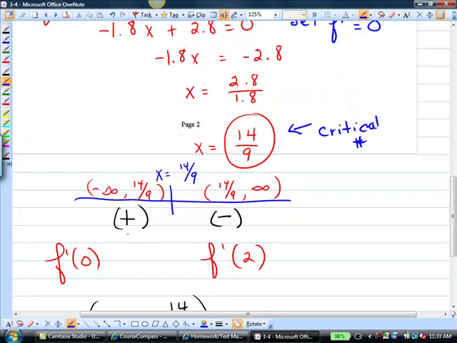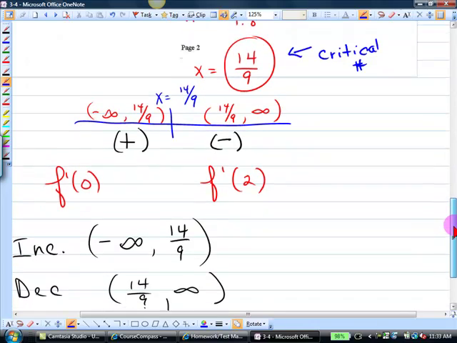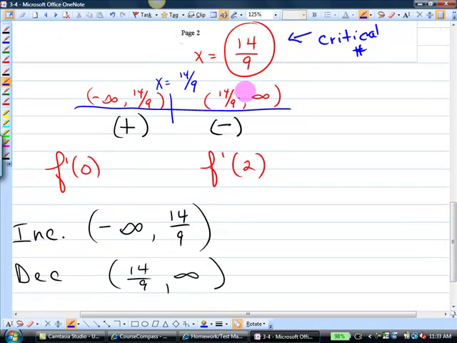So where's this guy increasing? Pause in the video. Wherever it's plus, that's where it's increasing. So from -infinity to 14/9, and it's decreasing from 14/9 to infinity.